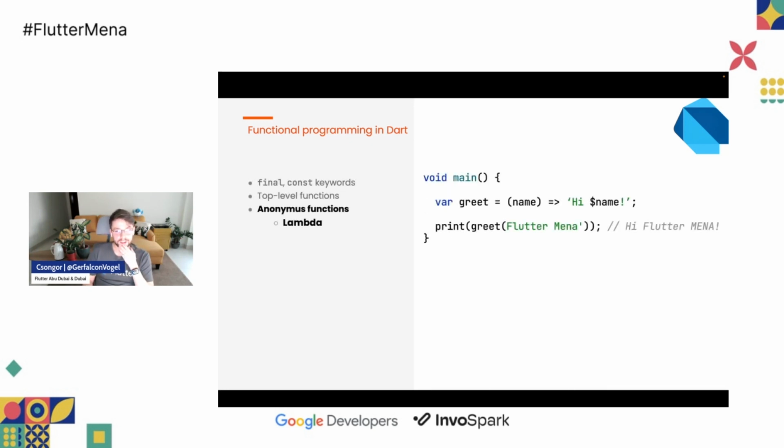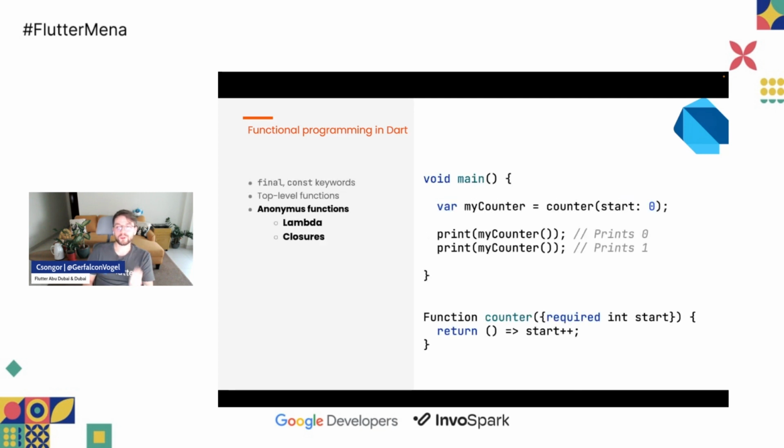Good. We also have anonymous functions. These functions basically enable us to assign functions to a variable. So, for example, we have an example for a lambda, which is a type of anonymous function with greetings capability. So if we have the name, for example, if the name receives another function, then we can also greet the people in the chat of FlutterMENA.